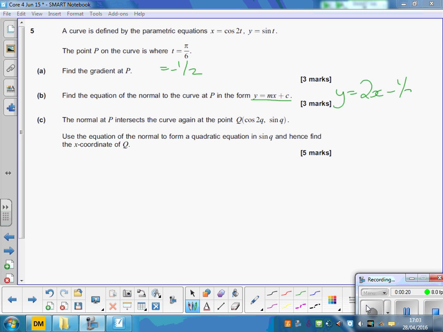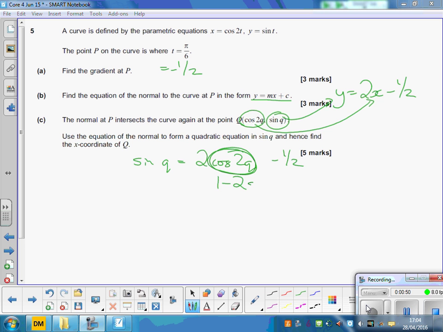take away a half. And so the last bit, well, you've been given that we've got an x coordinate here and a y coordinate here, so we had to try and put these into that formula there. So we were looking at the sine of q equals 2 lots of the cos 2q take away a half. There, cos of 2q. You needed to remember the cos 2q formula. It's not in the formula book, that one there.